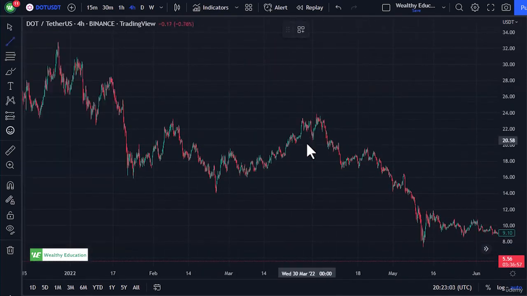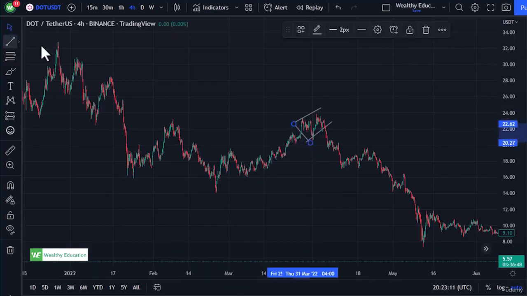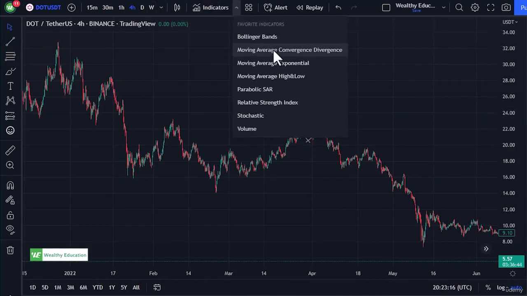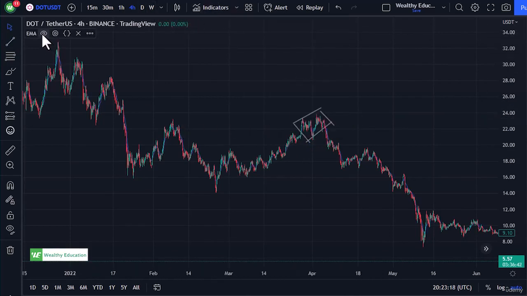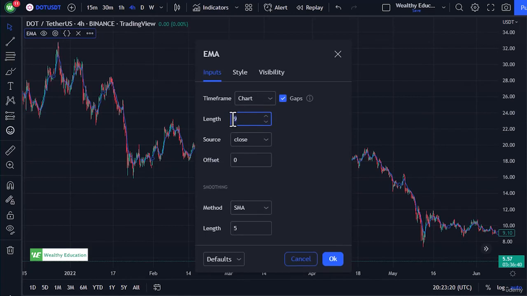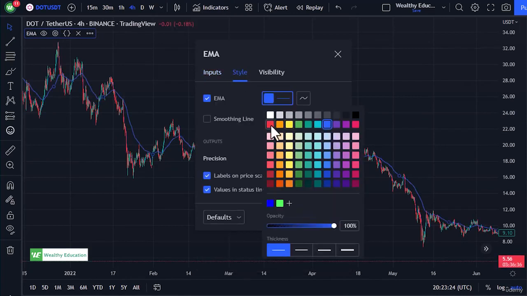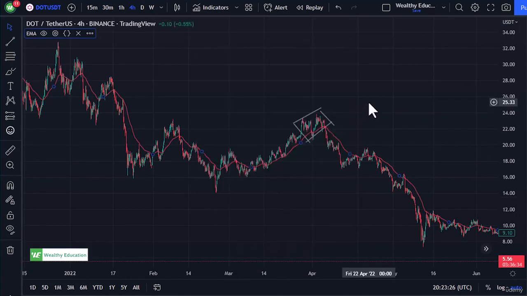In this case, the 4 hour. Trend line there, there, there. There's your diamond pattern. It's a 4 hour chart, so we can do 50. We can also do 20. We can take a look at those. So there's your 50. We broke down through it.